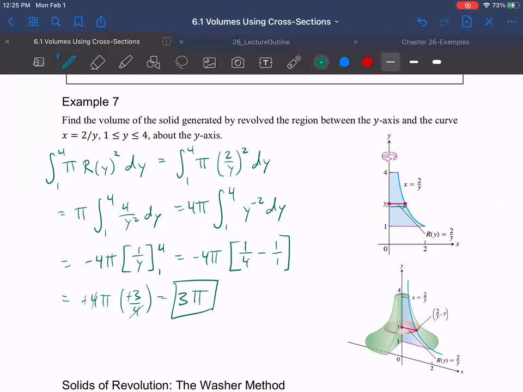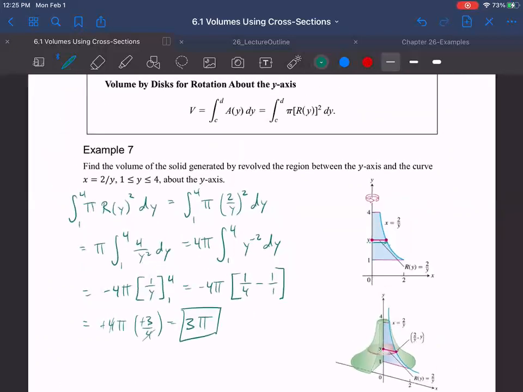What do we think? Any questions on that thing?